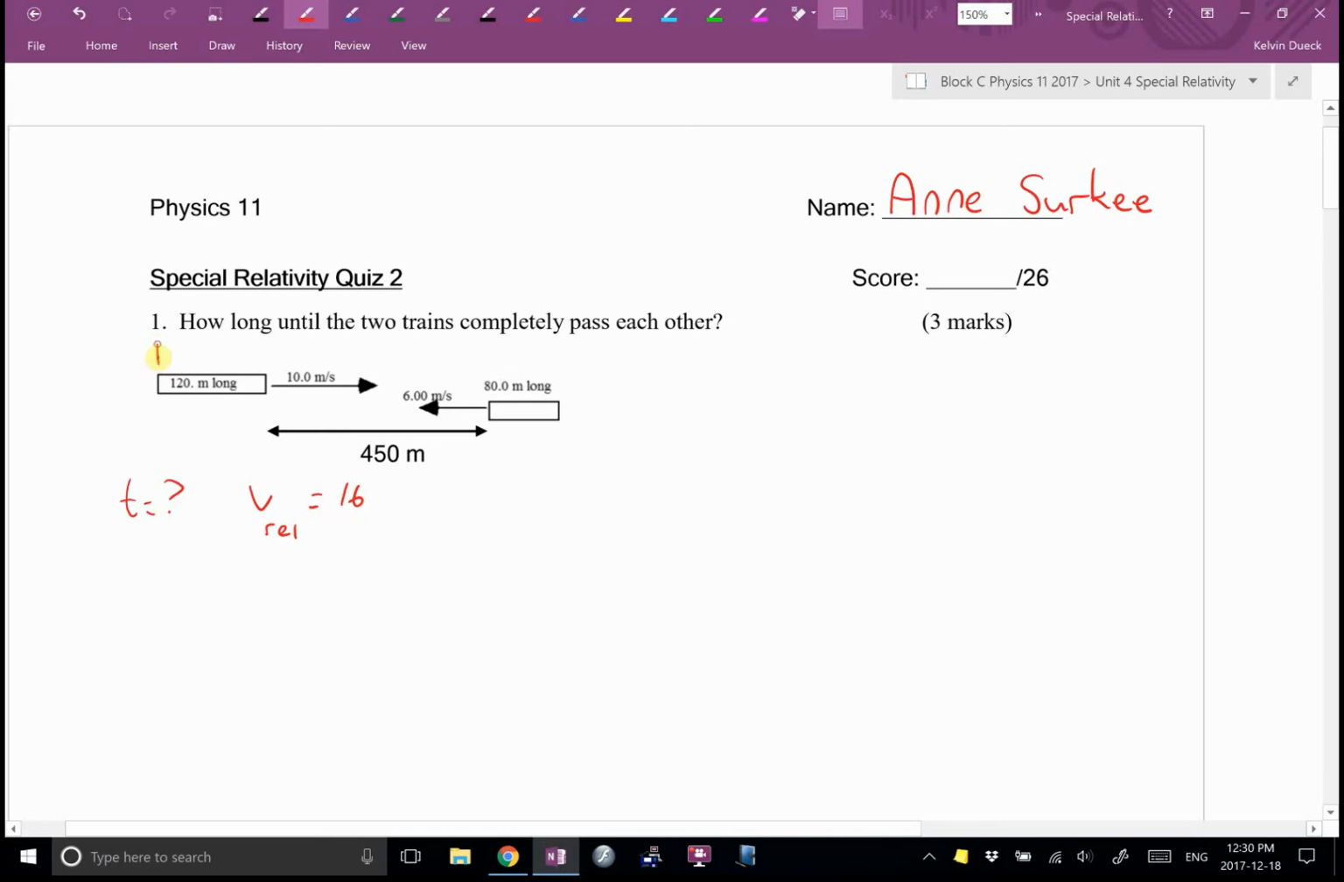I'm going to argue that to pass, the back of the first train has to get past the back of the second train. In other words, I'm going to argue the total distance here, Emma, is 120 plus 450 plus 80. 120 and 80 is 200. 650, is that right? Now, I'm doing some of the math in my head. Of course, on a test, I would use a calculator.